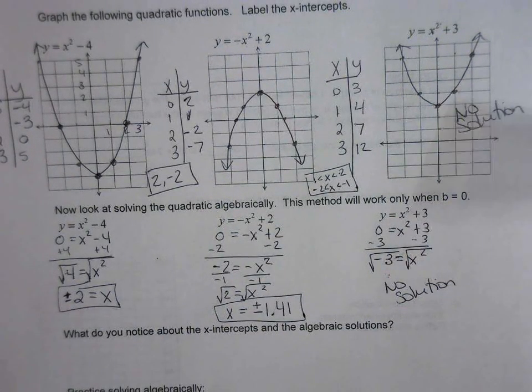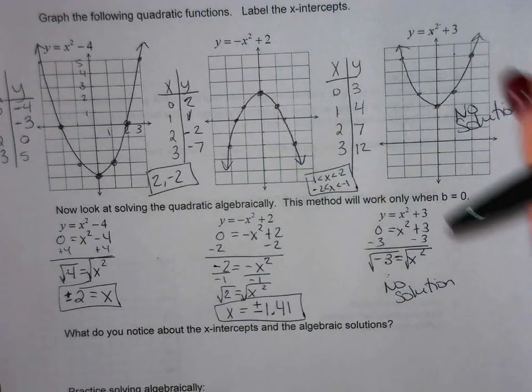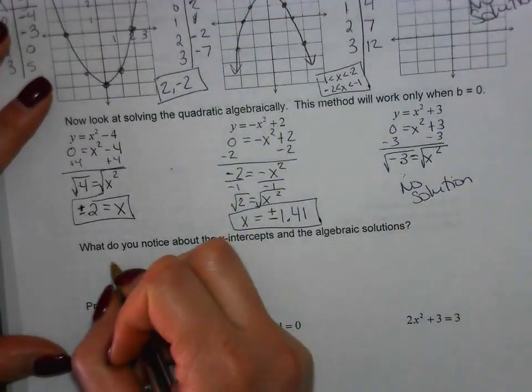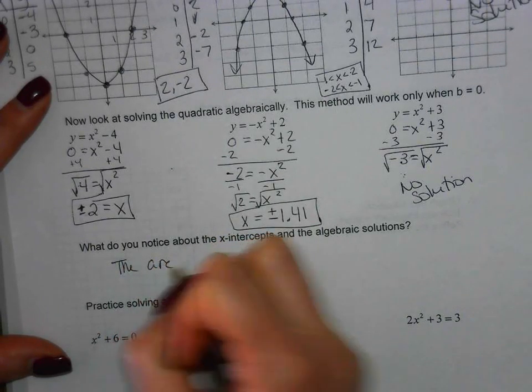So looking at our solutions versus our graphs, what do we notice about the x-intercepts in the algebraic solutions? They are the same.